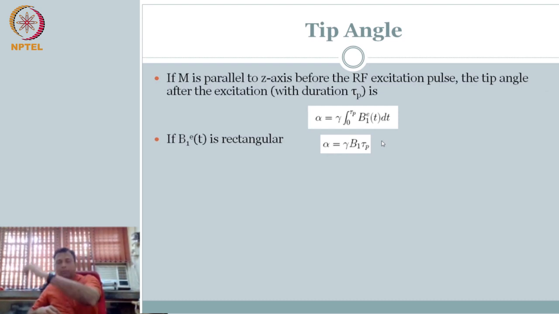So the idea is I want to tip it. I know how to tip it, which is to apply an additional B1 field, which is a rotating magnetic field. If I apply that, I will be able to do it. So how much should I tip? That is your tip angle. So I will get the tip angle alpha equal to gamma times the integral of B1 from 0 to tau p.